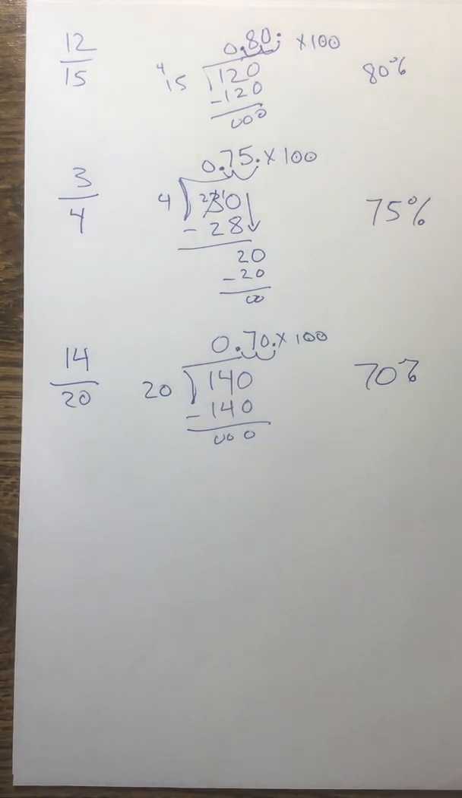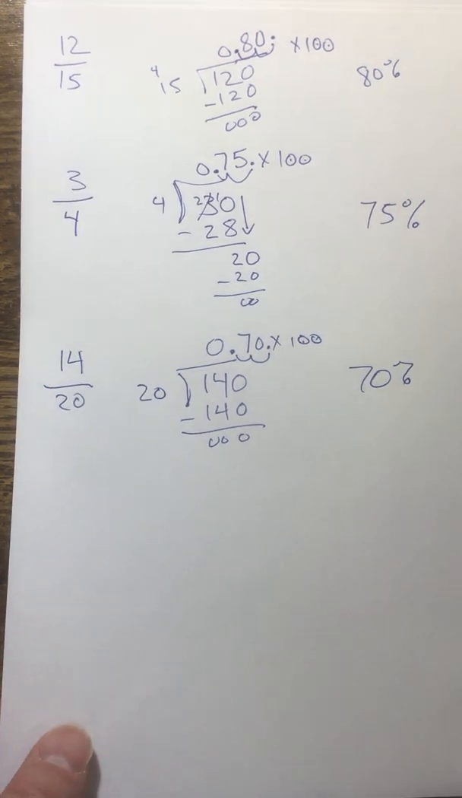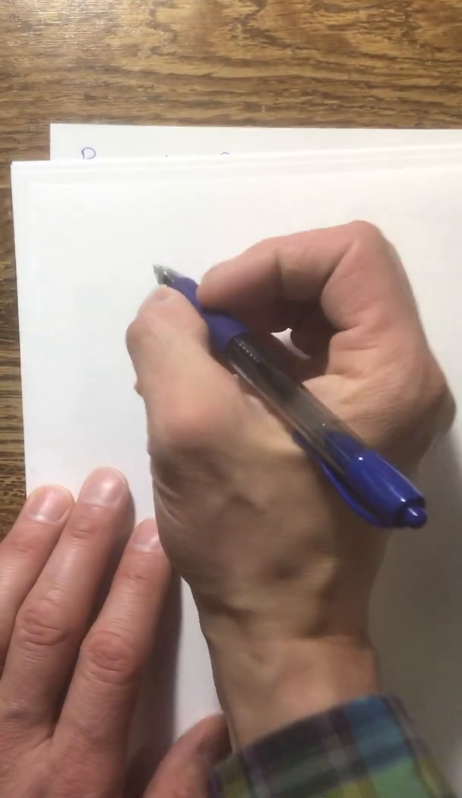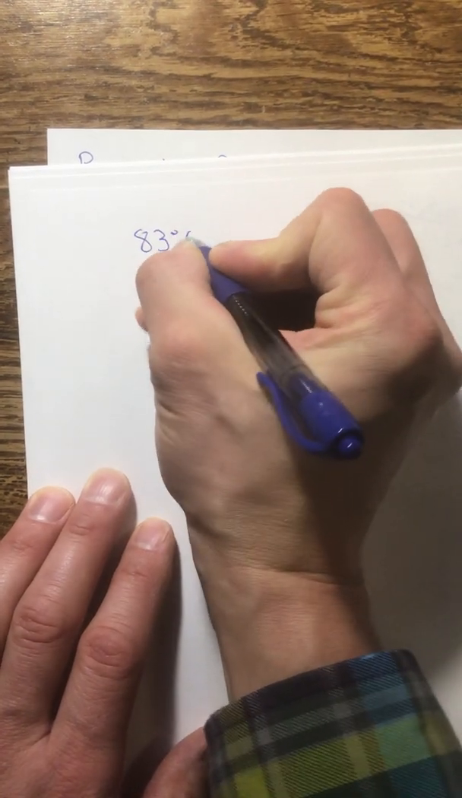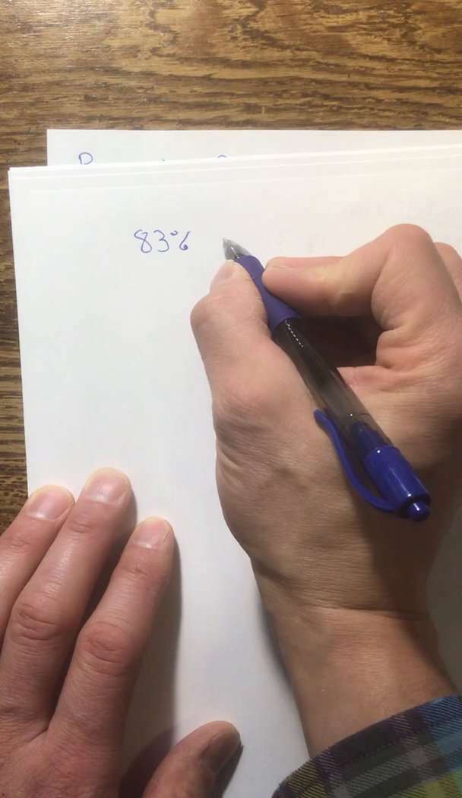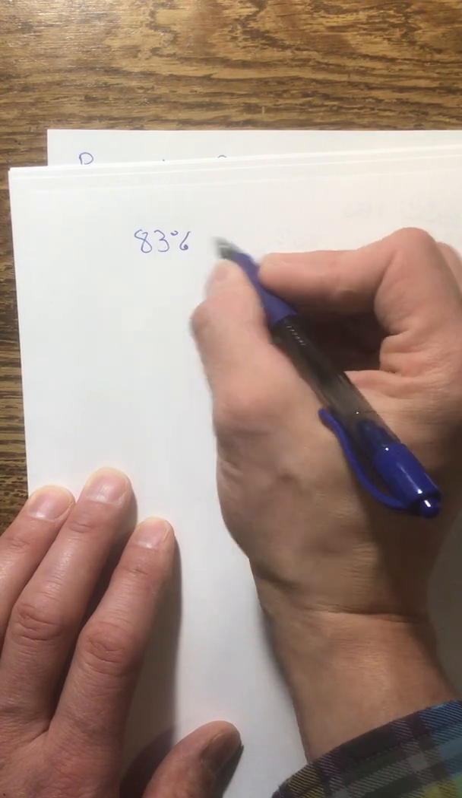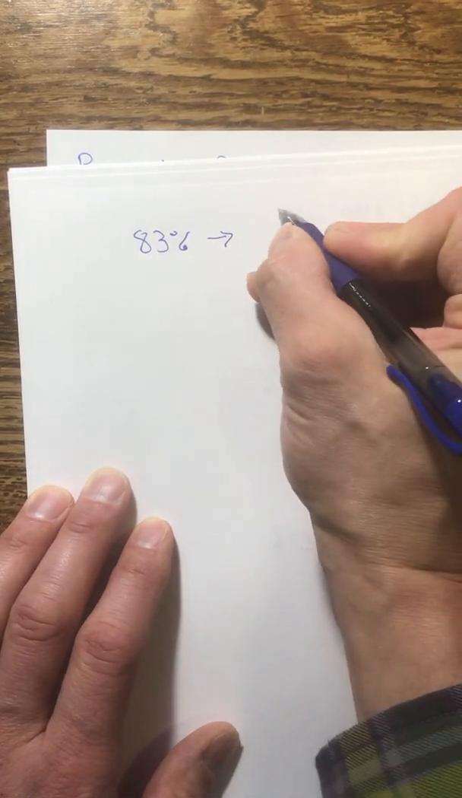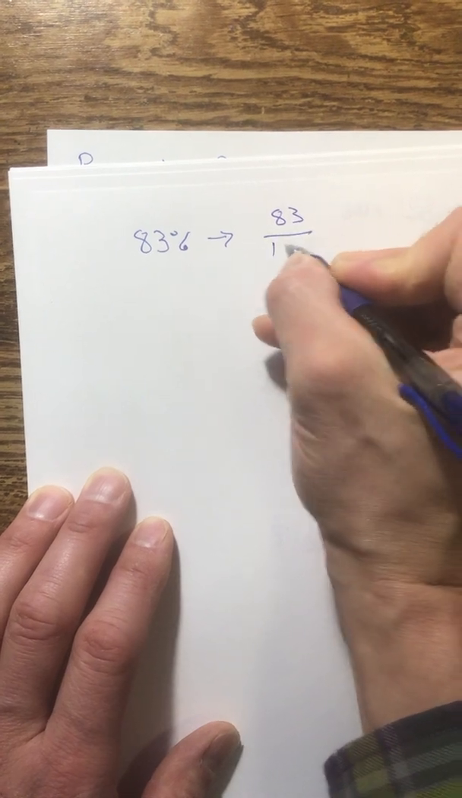Hopefully that's making sense to you. We're going to take a look at a couple other situations you can get into. Let's look at making percents fractions. If I had 83% and I want to make that a fraction, what would it be? Well, percent is out of 100, right? So 83% as a fraction is simply 83 over 100.